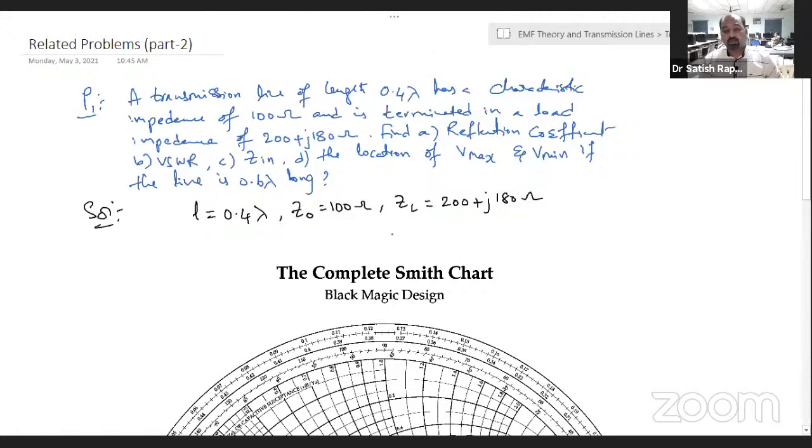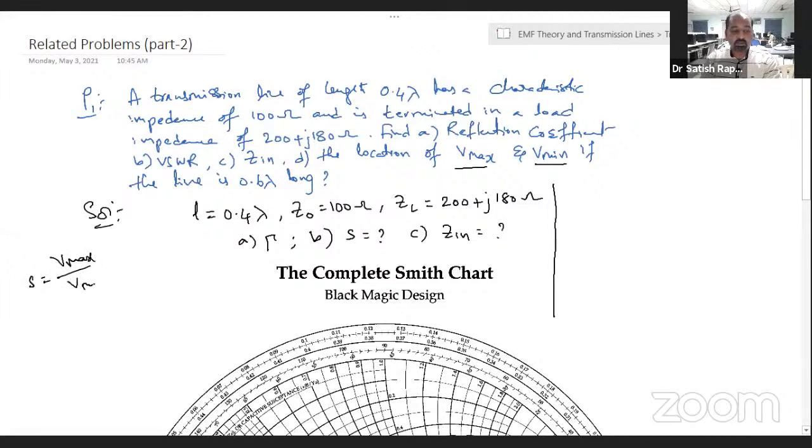So this is the given data, and we need to determine A, the reflection coefficient, capital gamma; B, the VSWR, small s; and C, the input impedance, and the location of Vmax and Vmin. Vmax and Vmin are, as I discussed earlier while discussing voltage standing wave ratio, the maximum voltage and minimum voltage. The voltage standing wave ratio is the ratio of maximum voltage to minimum voltage. So we need to determine the maximum and minimum voltage.